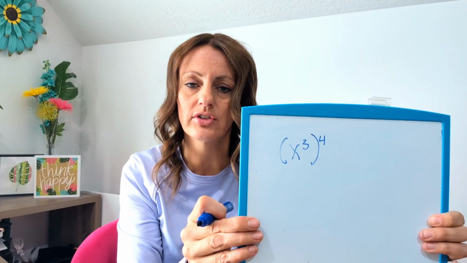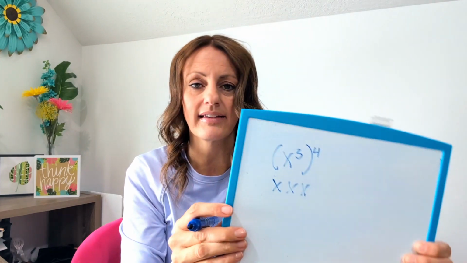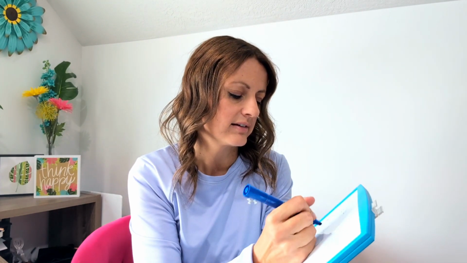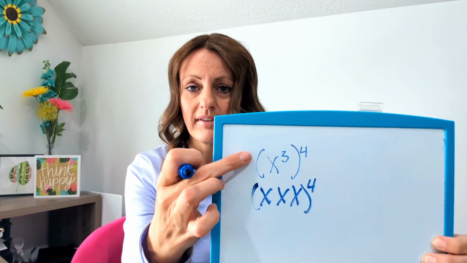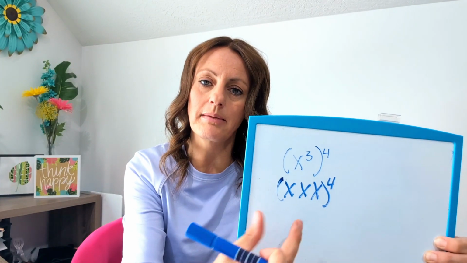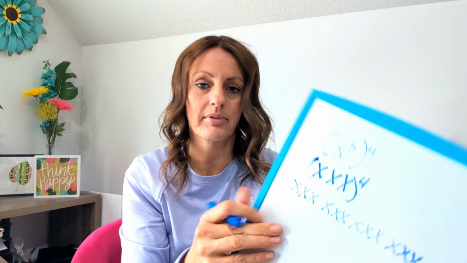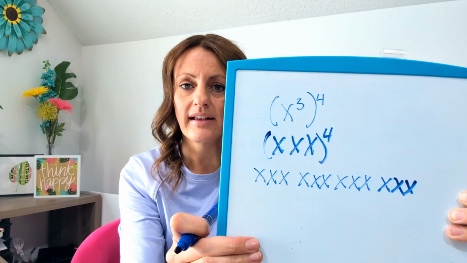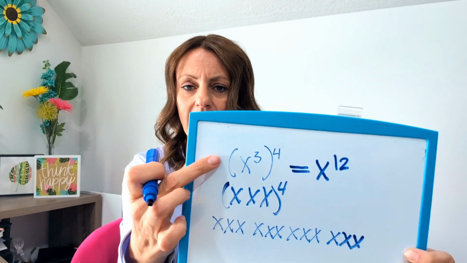So I say, x to the 3rd is the same as x times x times x. Now to the 4th power means I'm having this multiplied by itself 4 times. And I make them write it out. So we have that written once, twice, 3, 4 times. And I say, is there a different way to write this? And they'll say, oh, that's the same as x to the 12th. So we write this up on the board.